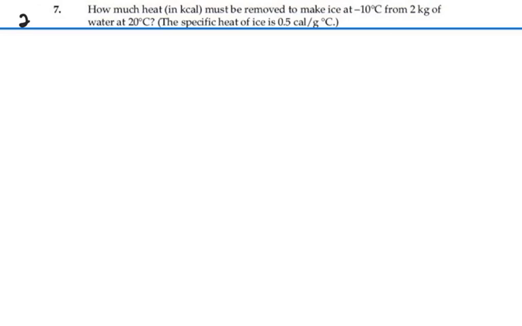Here's problem 27. How much heat in kilocalories must be removed to make ice at minus 10 degrees Celsius from 2 kilograms of water at 20 degrees Celsius? The specific heat of ice is 0.5 calories per gram per degree Celsius.